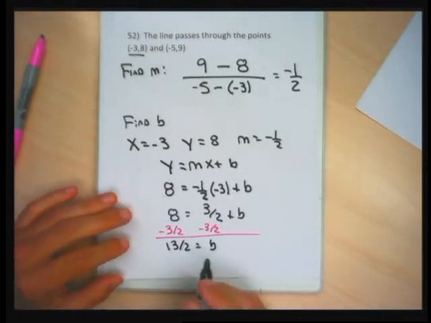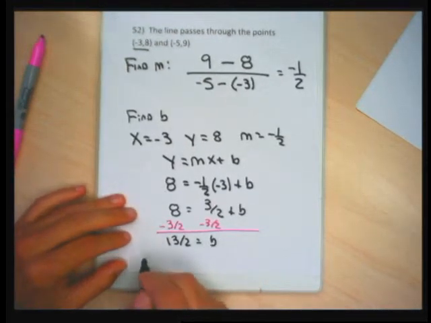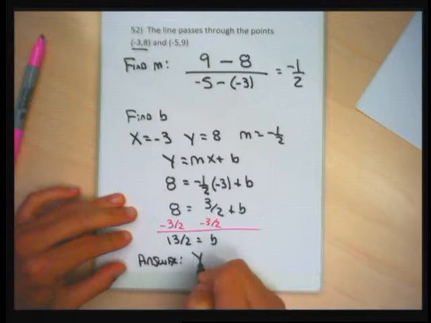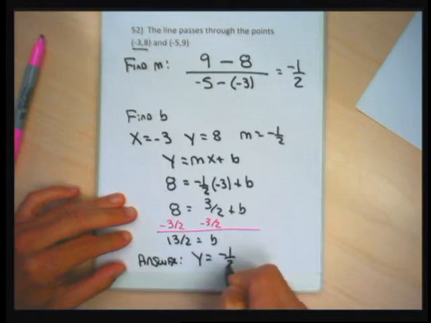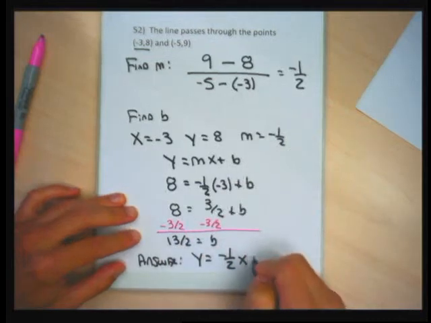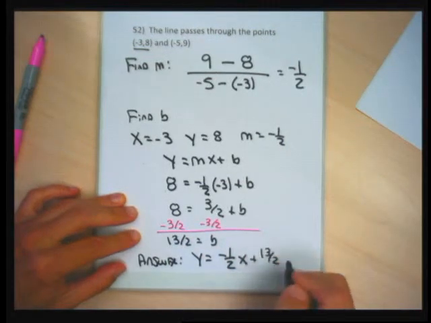Ready to write my answer, because my answer, I just need to replace the m and the x and the b with numbers that are relevant to the numbers in the problem. So my answer, the equation of the line that does what it needs to do, is going to be y equals negative 1/2 x, there's the m, and now the b, plus 13/2.